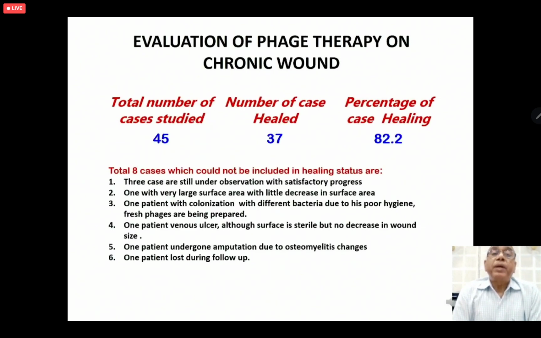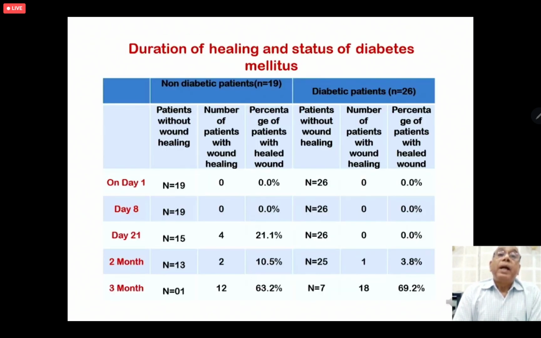We evaluated the phage therapy in chronic wounds of 45 patients, 37 healed, and the healing rate was about 82%. Out of these 45, 19 were non-diabetic and 26 were diabetic, and the healing was equally good in both.